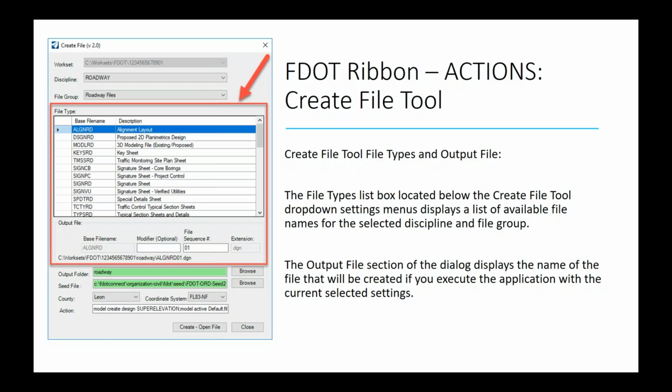Now, the sequence number field, while changeable, is automatically populated with the next available sequence number in your project for that base file name. For example, if you select align RD and there's not already an align RD in your project, the sequence number will automatically be populated by 01 to create align RD 01, which is what you see here in the screen capture. If there already exists an align RD 01 in your project, the field will be populated by 02 and align RD 02 will be created. Below these fields, you'll see the workset path, including the discipline folder and output file name.